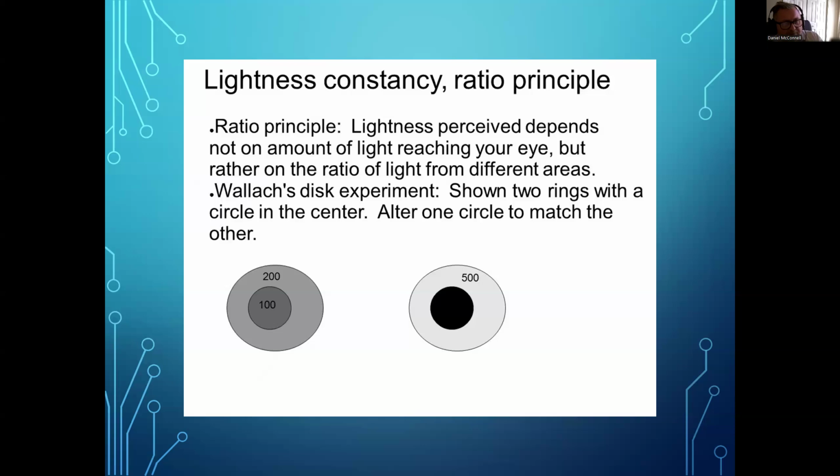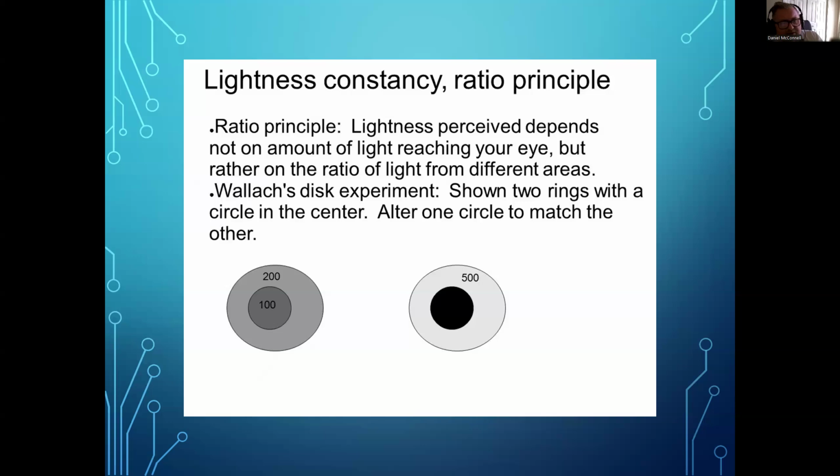So on the left here, we see a situation in which the center circle is darker than the larger outer circle. And so we assign numerical values to the brightness level. So 100 would be fairly dark gray, 200 would be a medium gray. And over on the right, we have a dark circle. If we could see the 0 there, there would be a 0 on that because that's absolute dark, right? The light circle has a value of 500, right?